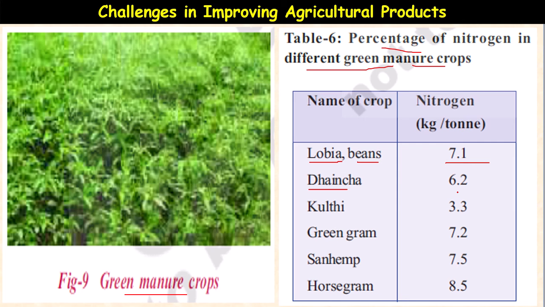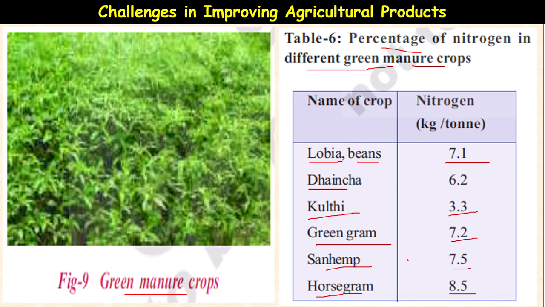Dhencha, it is 6.2 kilograms per ton. Kulthi, 3.3 kilograms per ton. Green gram, 7.2. Okay. Sun hemp, 7.5 kilograms per ton, and horse gram, 8.5 kilograms per ton.